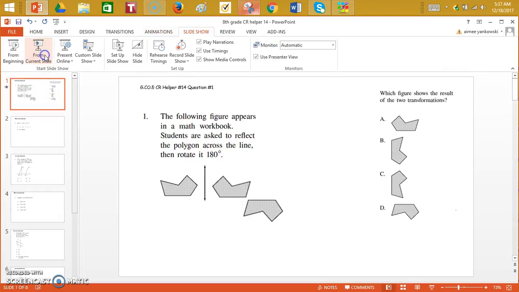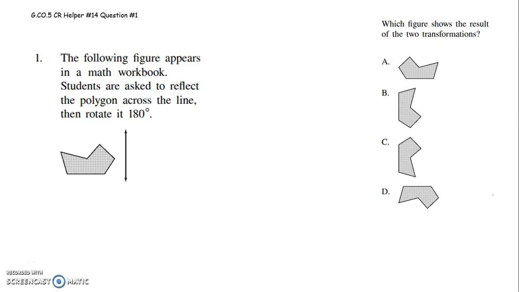All right, 8th graders, this is to help you with question 1 on CR 14. It says the following figure appears in a math workbook. Students are asked to reflect the polygon across the line, then rotate it 180 degrees. Which figure shows the result of the two transformations?